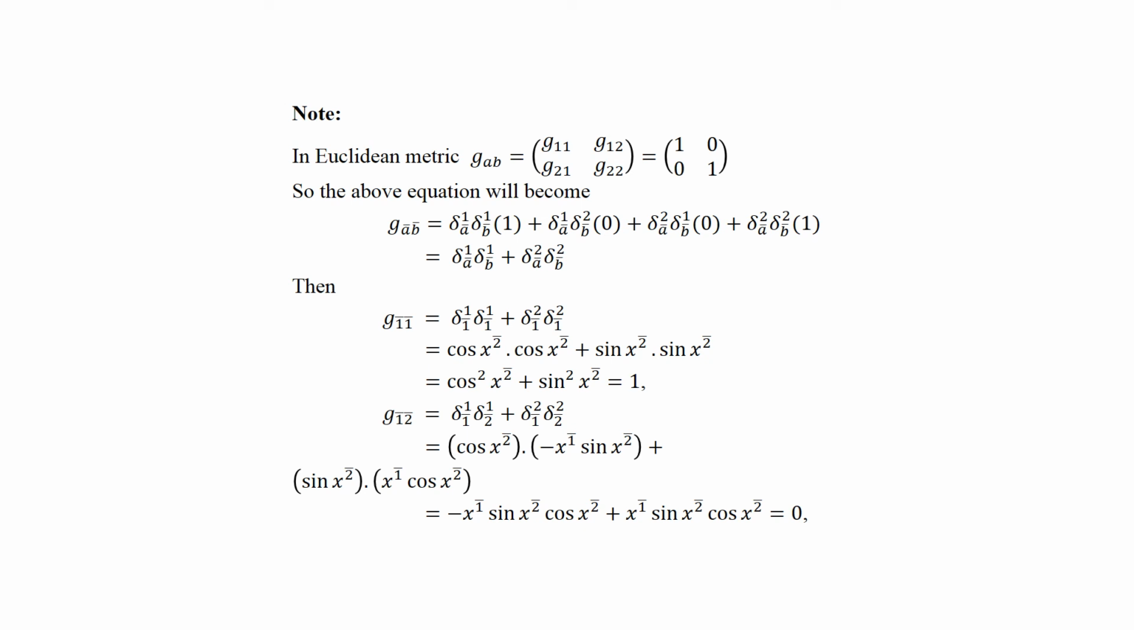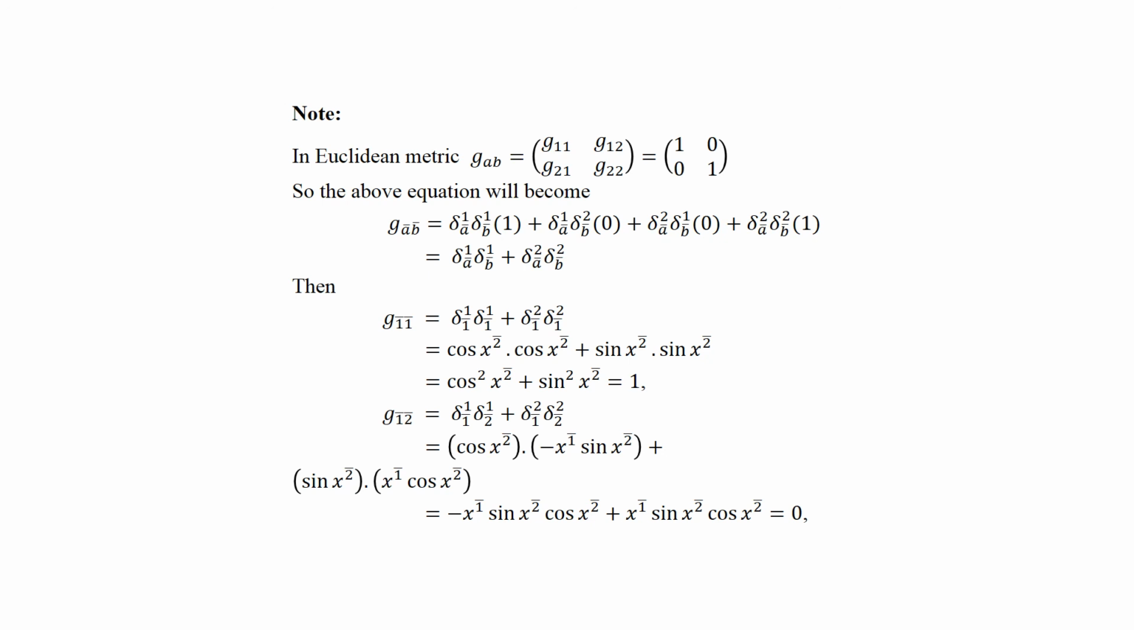Now for the second term in Euclidean metric, g12, we need g1 bar 2 bar. So in the given formula g a bar b bar, we replace a bar with 1 and b bar with 2. So we get g1 bar 2 bar equal to delta 1 1 bar delta 1 2 bar plus delta 2 1 bar delta 2 2 bar. Substituting the values, delta 1 1 bar is cos x2 bar, delta 1 2 bar is minus x1 bar sin x2 bar, delta 2 1 bar is sin x2 bar, and delta 2 2 bar is x1 bar cos x2 bar. Looks interesting when multiplying these terms: the first term is the additive inverse of the second, so it becomes 0. So g1 bar 2 bar becomes 0.